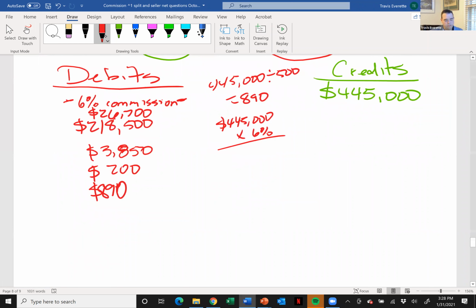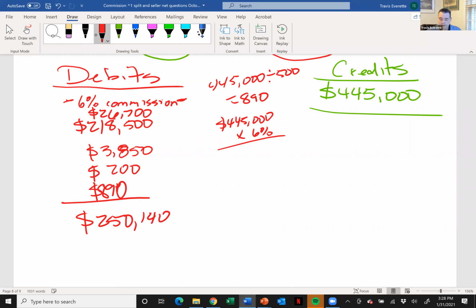And now we can total all those things up. We've got all the numbers taken care of. So what's our total debits and our total credits? Well, we know our total credits. That's an easy one, right? Total credits is the 445. The total debits a little bit more work. So we're going to add those together a couple times to make sure we're good. 218,500 plus 3,850 plus 200 plus 890. Okay, I get 250,140 on my first go.